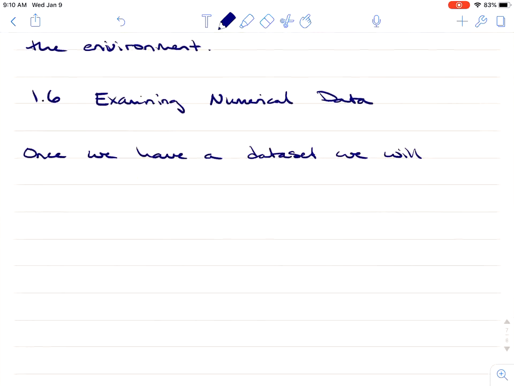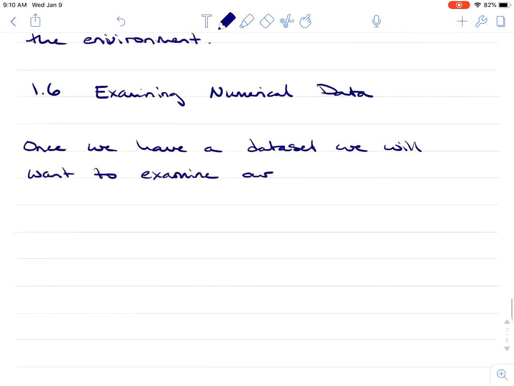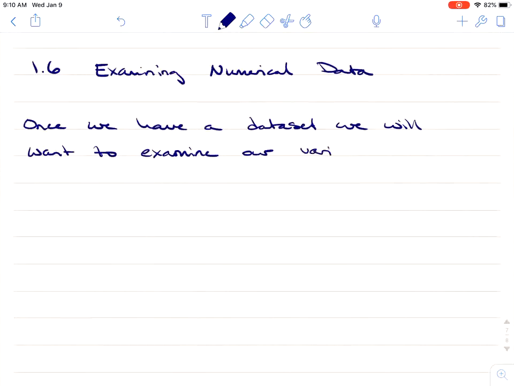Once we have a data set, we will want to examine our variables to get an idea of what they look like.